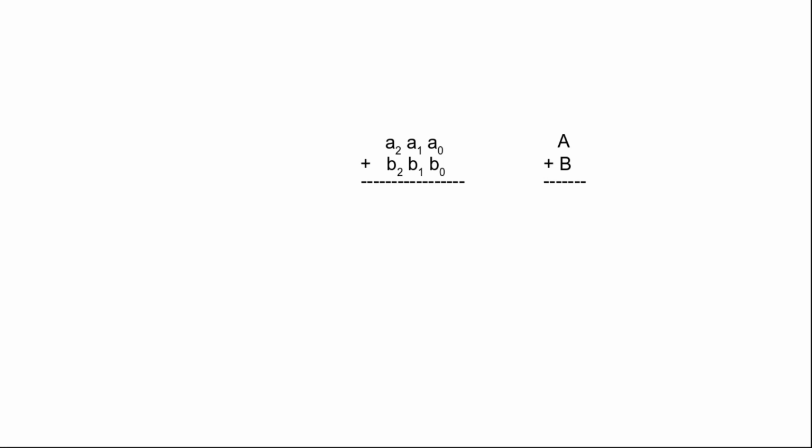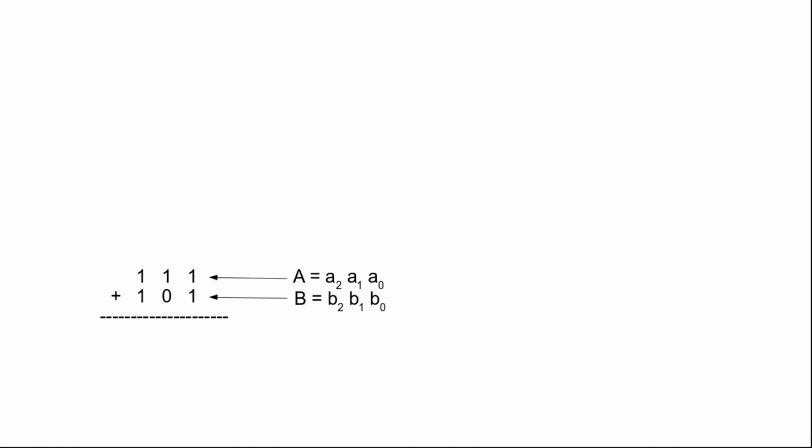We have already seen how this addition can be performed in one of the earlier classes. In that class we took the example of these two numbers. So let's say the first number A is 111, which means A0 is 1, A1 is 1, and A2 is 1. And the second number is 101, which means B0 is 1, B1 is 0, and B2 is 1. And we have seen how to perform the addition of these two numbers.